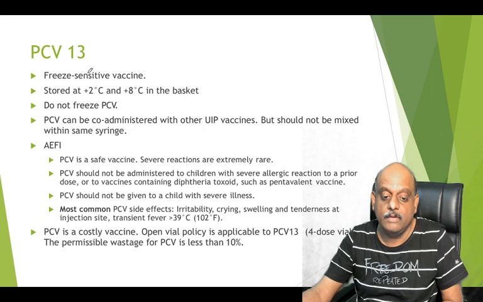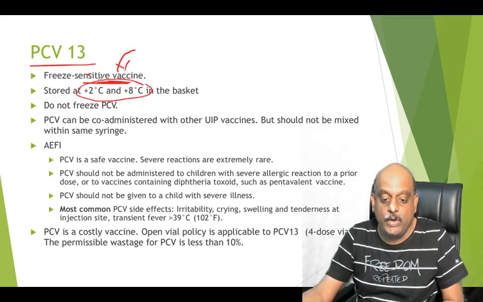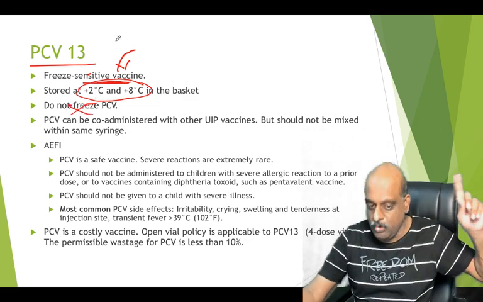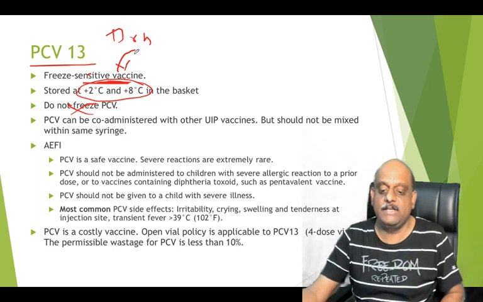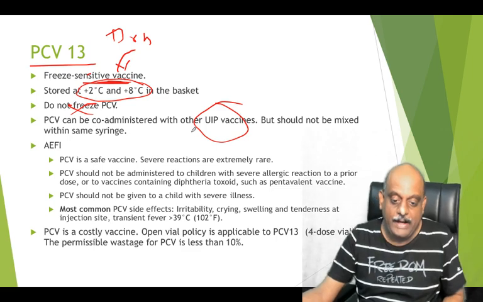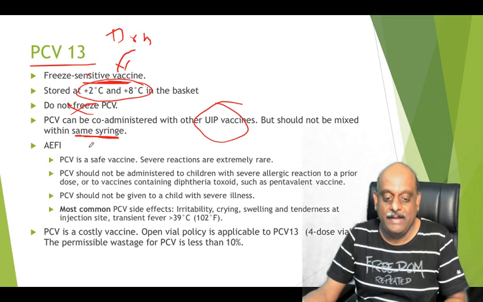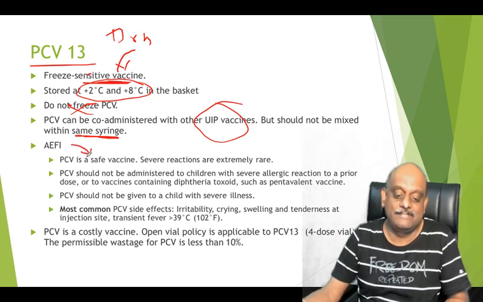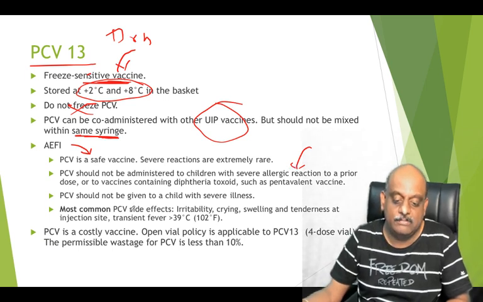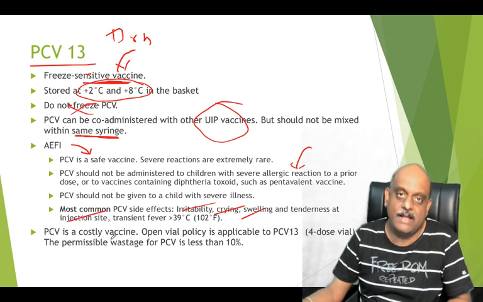Now, PCV 13 is a freeze sensitive vaccine, stored at 2 to 8 degrees Celsius in a basket. Don't freeze PCV. Don't freeze PCV. Please remember. It is given with other UIP vaccines, but it should not be mixed in the same syringe. PCV is a safe vaccine, and only prior allergy you have to be careful about. Common side effects can be irritability, crying, swelling, tenderness, etc.